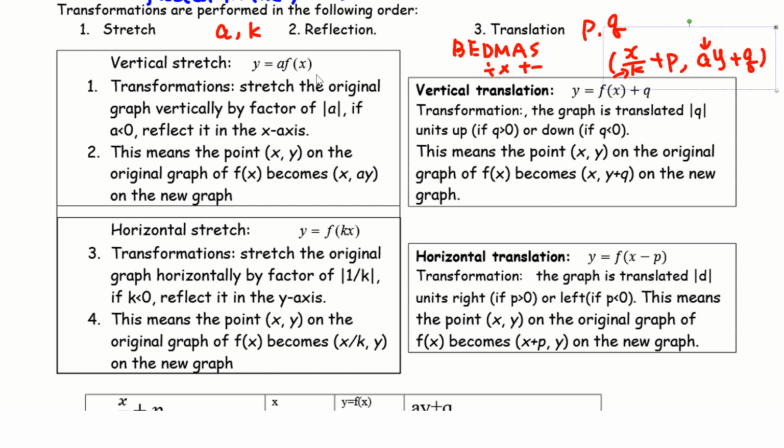So here is just a repeat of what I described above. Okay, transformations for a value: vertical stretch. If a is less than 0, then reflect. The point on the graph is x comma ay. And the horizontal stretch, if no a, p, q, you only have k, it's just x over k, y value doesn't change. And if you only have q, then just y plus q. If you only have p, then it's x plus p. And if you put everything together, then it's x over k plus p, ay plus q.